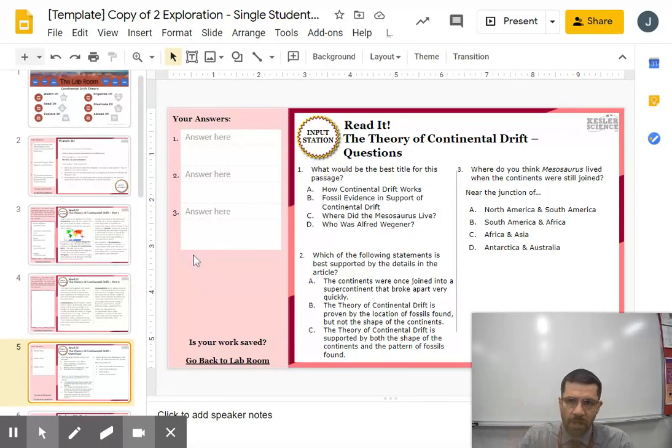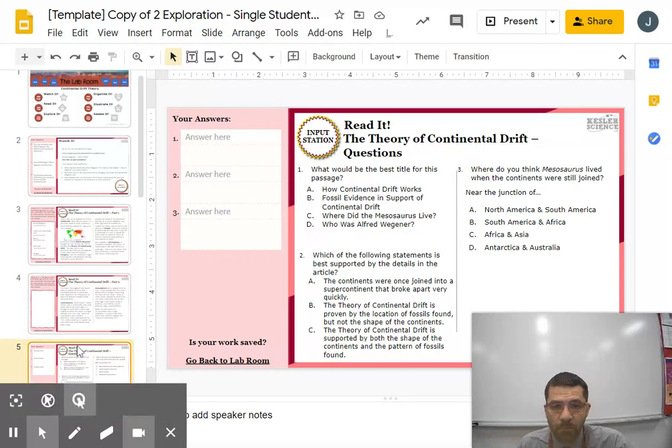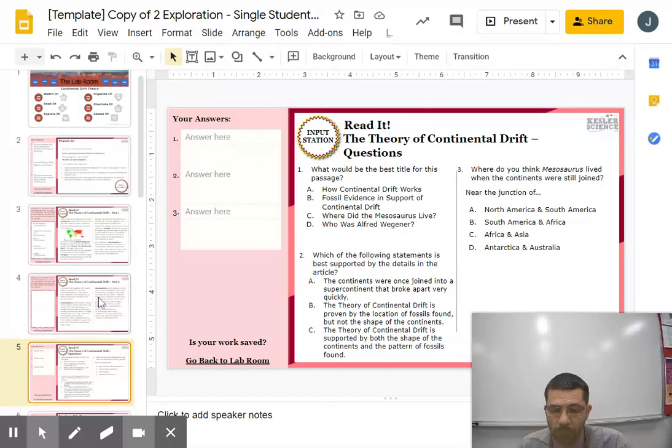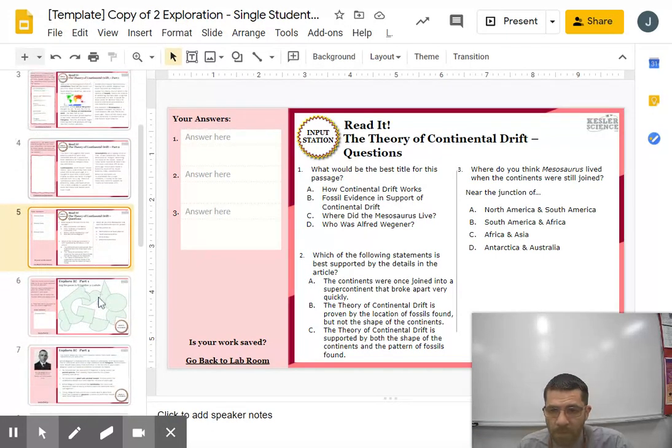Now, this whole entire presentation, this Google Slides, is going to be due on Wednesday. So again, we'll go through a few more slides today, and then we'll finish off the rest of the slides tomorrow. All right, so what you're going to do today, so you're going to do slides 6 through 9.